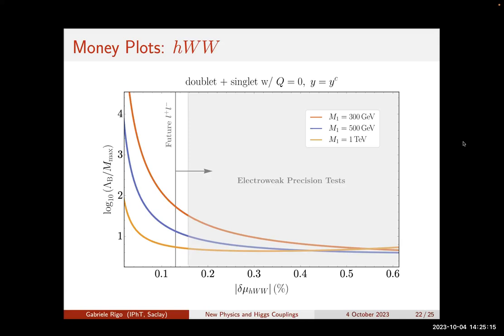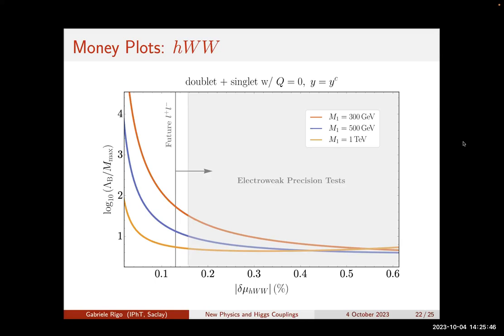Okay, so it means that if you are to observe, again, deviations at some future colliders, then the new bosons are expected to be below 100 TeV generically. And again, this is in the case in which this is the doublet plus singlet extension of the standard model. So this is the one that gives you the most conservative upper bound. All the other theories will give you a scale lambda b which is actually lower than this.